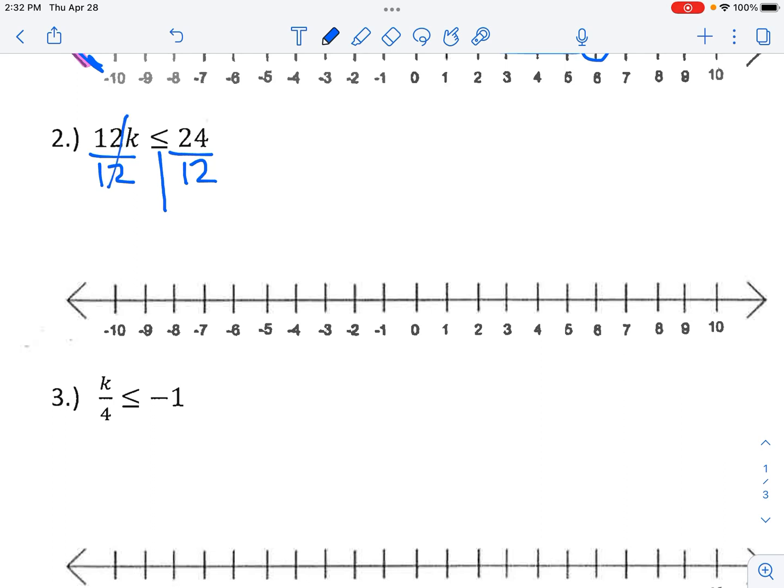12 divided by 12 cancels. So you should have your piece of paper out in front of you right now, copying all of these notes down. 24 divided by 12 is 2. Put your box around your solution. And now we're ready to graph. Put your circle at 2. Match arrow for arrow. This one's going to be going to the left. So all of these numbers, including 2, would be less than or equal to 2.